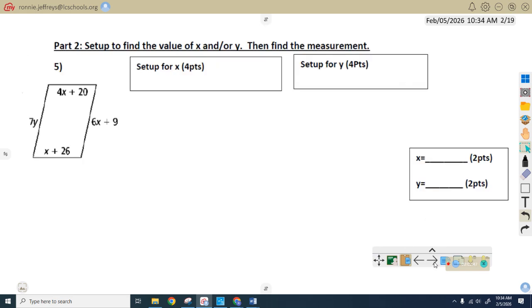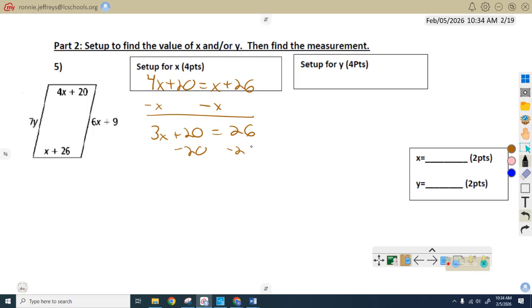Alright, so part 2, this one. How do we set this up for X? Well, as y'all are doing whatever the heck y'all were doing earlier, nobody asked me if these add up to 180. I don't understand how sides add up to 180. Alright, so X is 2.